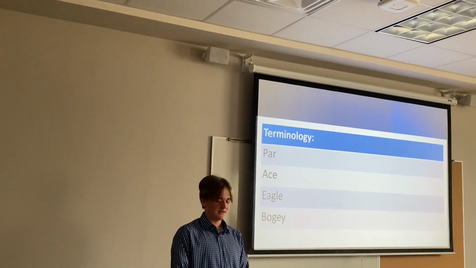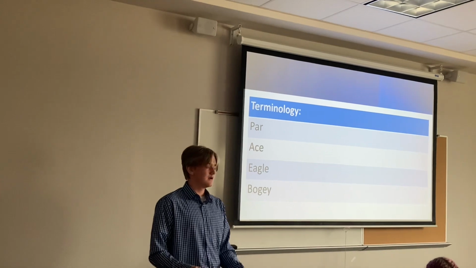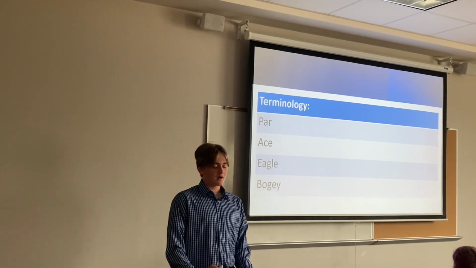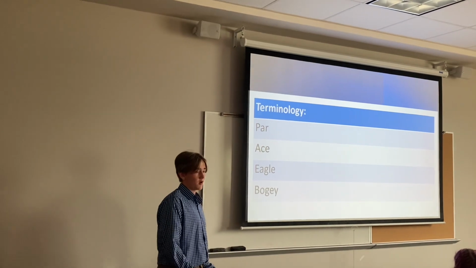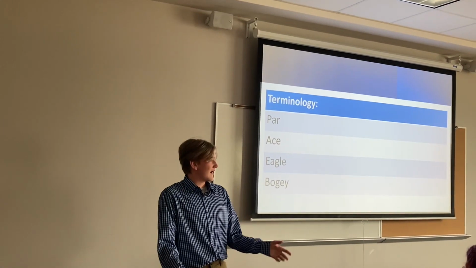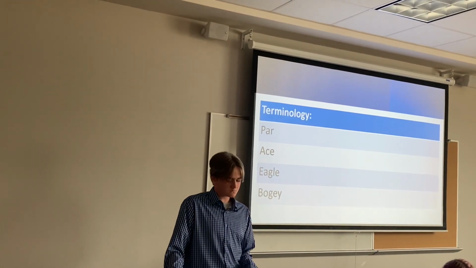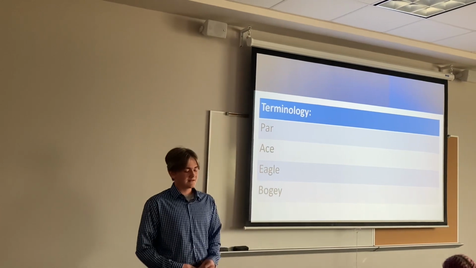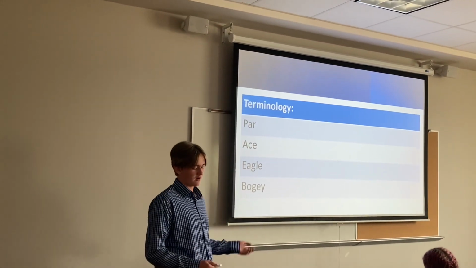The final term is bogey, and a bogey is when you hit it 1 over par. Sportslingo.com best explains bogey as if someone were to score 6 on a par 5. Playing bogey golf means that you are averaging 1 over par on every single hole. Now that I've talked about some terminology, let's move on to parts of a golf course.